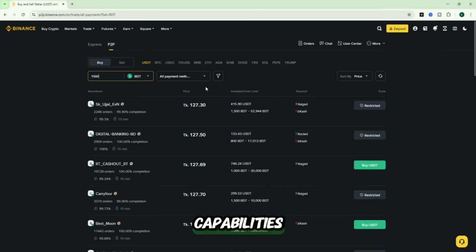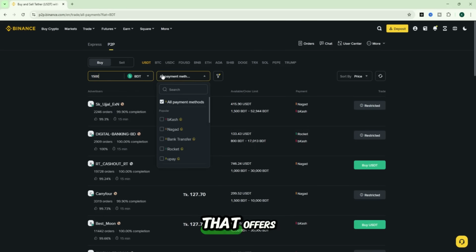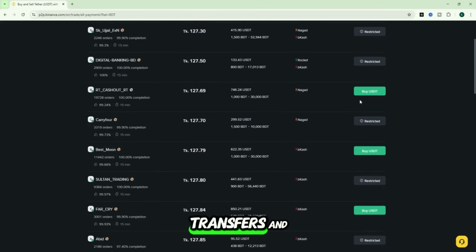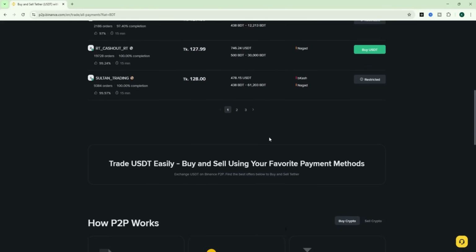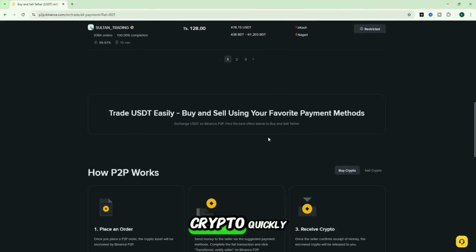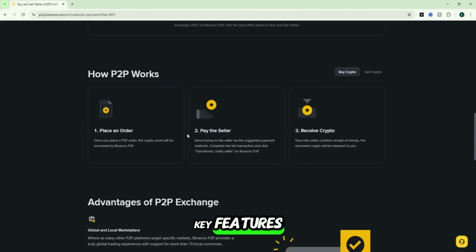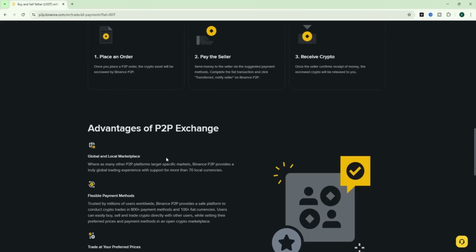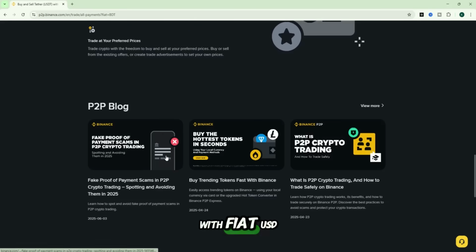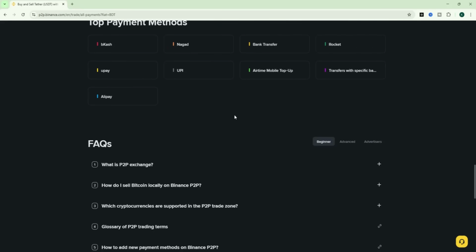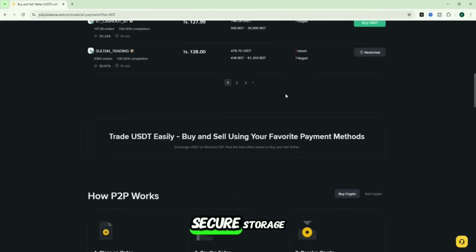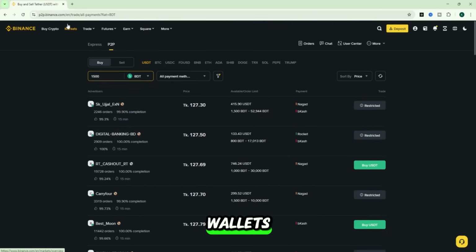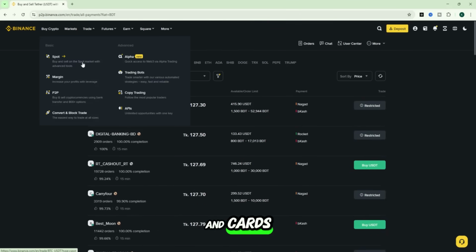hedging capabilities. Revolut is a digital banking app that offers a range of financial services including currency exchange, international transfers, and cryptocurrency purchases. It is particularly user-friendly, making it ideal for beginners looking to buy crypto quickly and easily. Key features of Revolut crypto services: instant purchase of crypto with fiat, USD, GBP, Euro; supports popular coins like Bitcoin, Ethereum, Solana, and more; secure storage through custodial wallets; integration with bank accounts and cards.